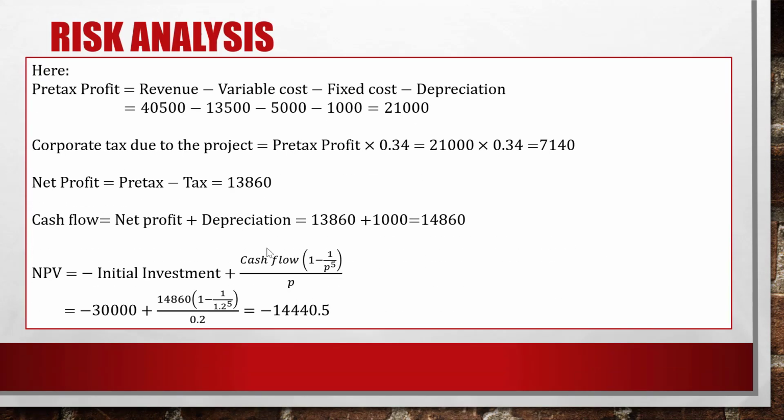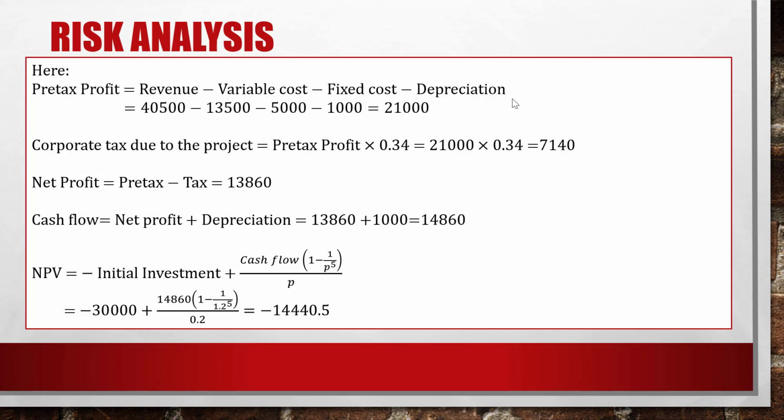So here, the pre-tax profits, we take the revenue, subtract the variable cost, subtract fixed cost, and subtract depreciation. Here, depreciation is just the non-cash expenses. That is what you spend, but not using cash. And it is $21,000. The corporate tax due to this project is the pre-tax profits times the tax rate.